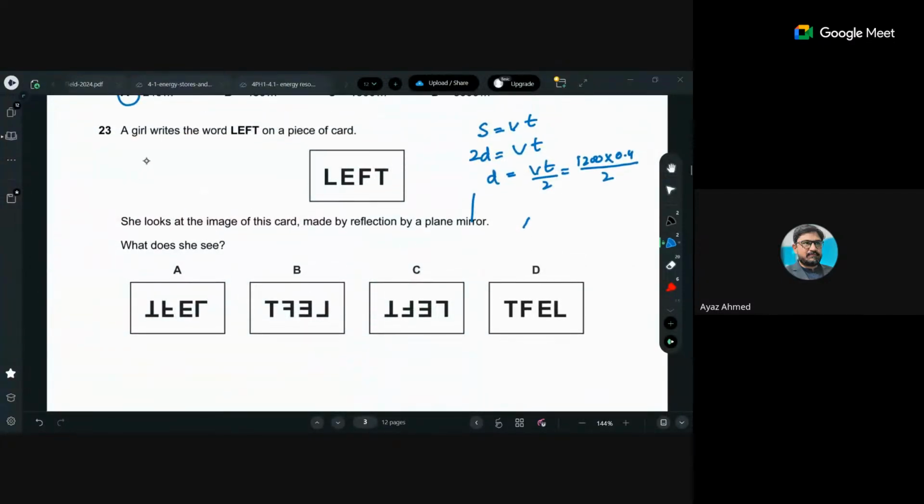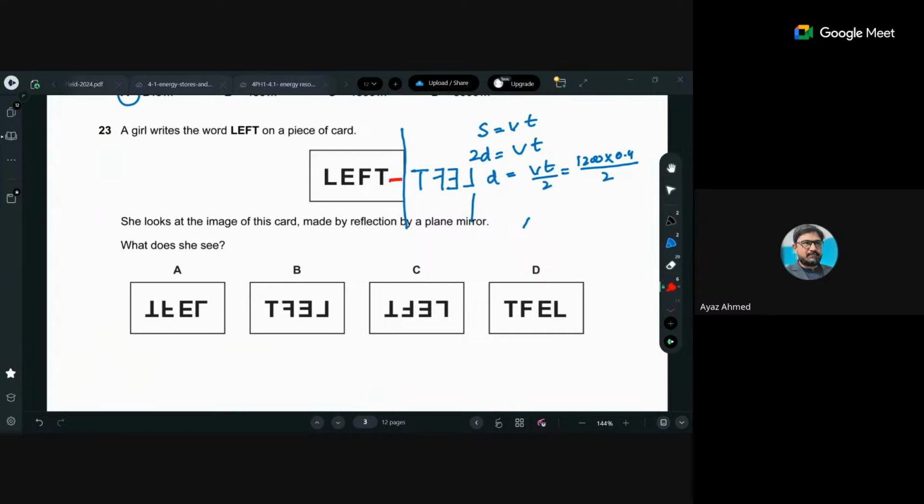The next one is basically a girl writes LEFT on a piece of card. She looks at the image of the card made by reflection in a plane mirror. What does she see? For these types of questions, there is a trick. Just consider it as a mirror. So T will appear first, then F will appear afterward, pointing in this way. Then E will be pointing this way, and your L will be pointing this way. Am I right? Did you get how I prepared this?